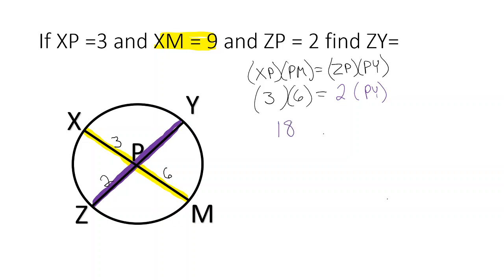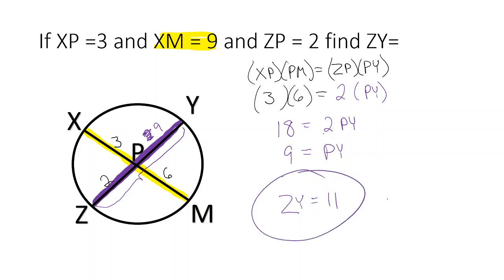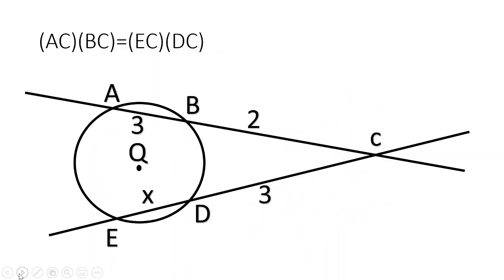So 3 times 6 is 18. 18 equals 2 times PY. So PY is going to equal 9. So if that's 9 and 9, not 2, 9, what's the whole thing going to be from Z to Y? I hope you said that it's 11. All right, let's move forward.